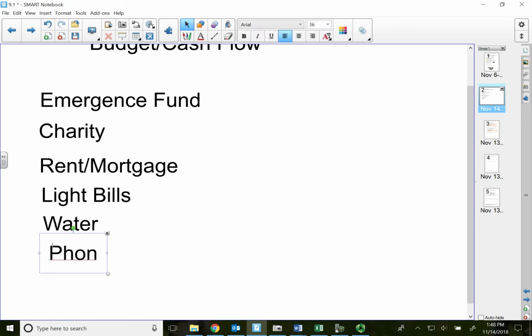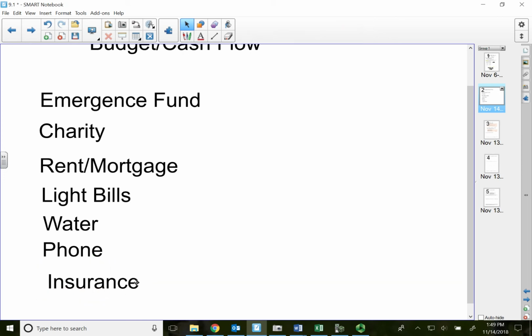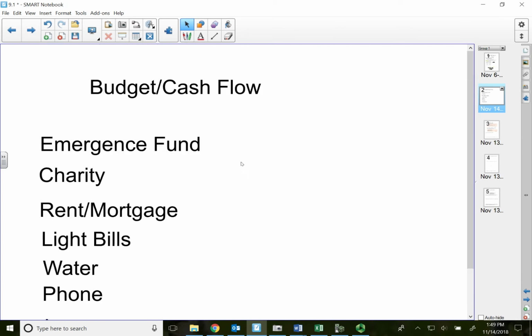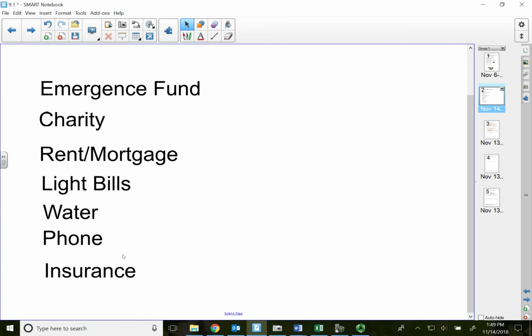And phone. This is not your cell phone, this is your basic communication. This is not your $100 cell phone bill, just a basic landline. These are what we call the necessities. Anything after that, you've got to pay your car insurance or any type of insurance. Make sure we budget it in. And normally when we budget for these items, we always use take-home money, or the net income.